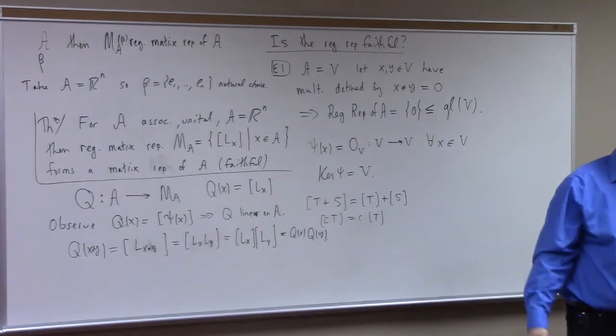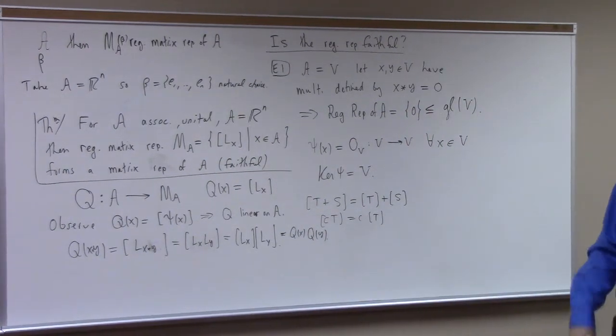So there you go. It's a representation. It's a homomorphism from your algebra to your matrix algebra, the algebra of matrices, right? Because the product, the sum of square matrices is once more a square matrix. Why is it faithful?